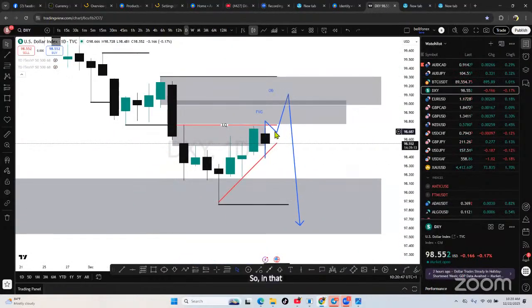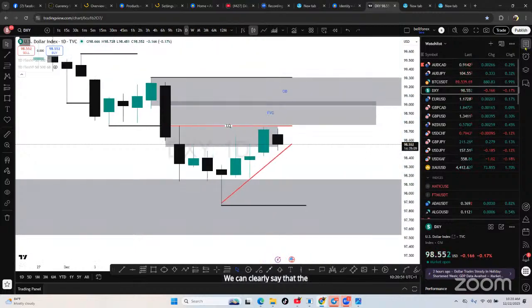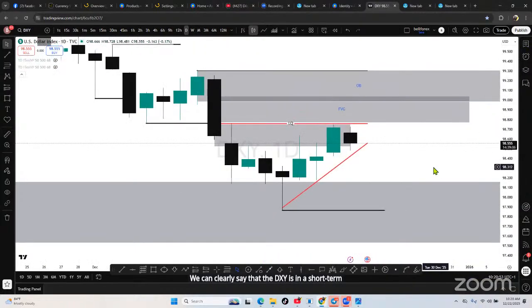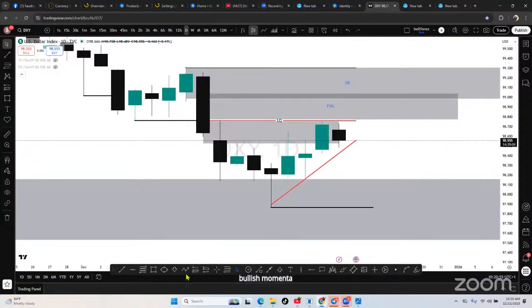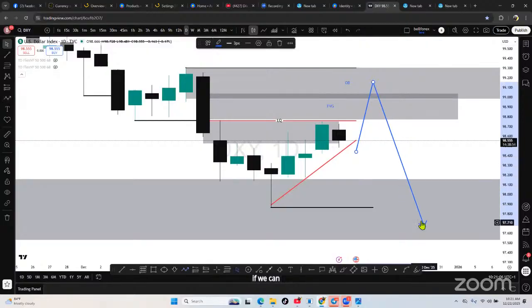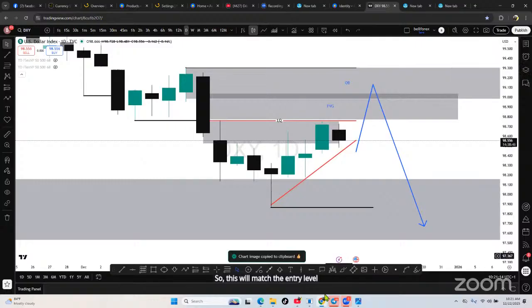So in conclusion, we can clearly say that the DXY is in a short-term bullish momentum. I'm going to look forward to see how we can grab some opportunity there. This guy is going to go up before it dives to this level. I consider this, so this will match the entry level for EU and GU.